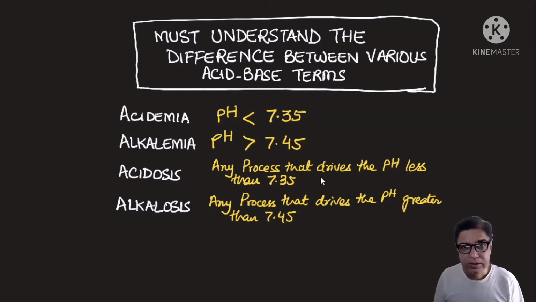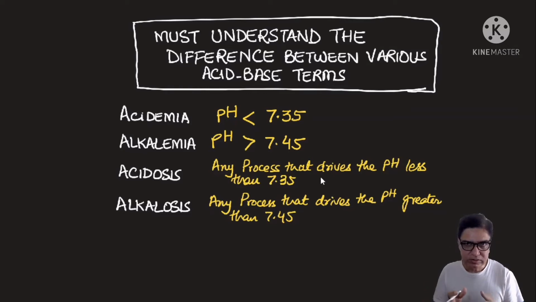Now, you should be clear about a few terms that we use in determining the acid-base status. The range for the normal pH is 7.35 to 7.45. Any blood sample which shows a pH of less than 7.35 simply means that it has more acid in it, and the term used for that is acidemia. If the blood pH is greater than 7.45, it has more alkali in it, and the term used for that is alkalemia. So acidemia means pH less than 7.35, alkalemia means pH greater than 7.45.